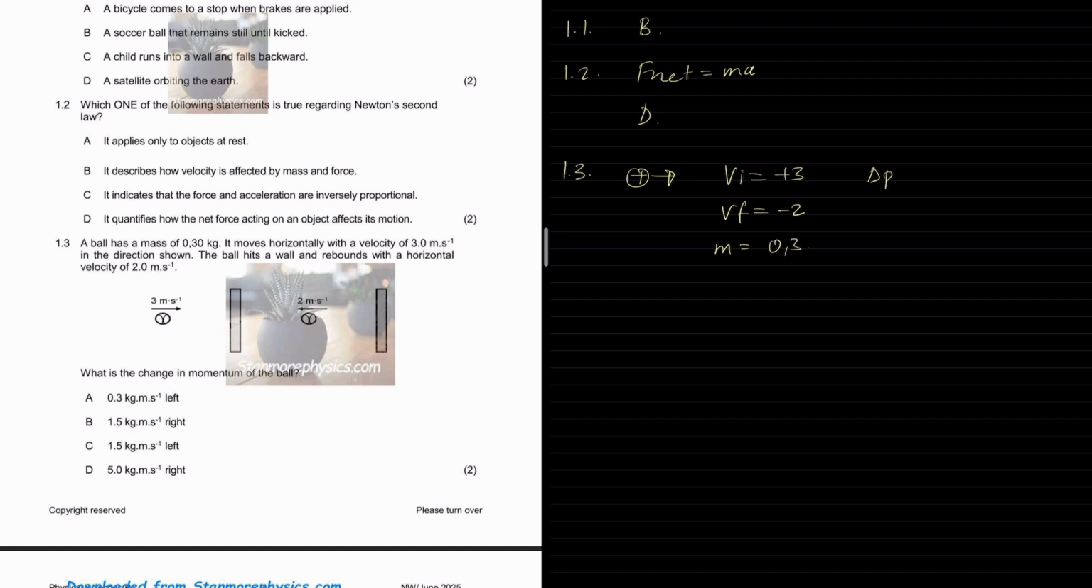Change in momentum is equal to mass into Vf minus Vi, 0.3 into negative 2 minus 3, which is minus 1.5. So this is minus 1.5 to the right, which means 1.5 to the left. And so for question 1.3, the answer is going to be C.